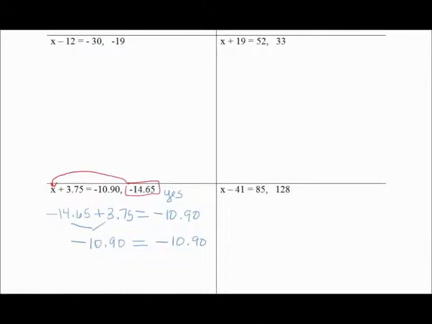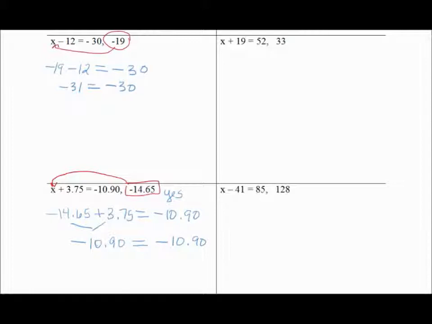Okay, our next one that we're going to check, x minus 12 equals negative 30. We're checking to see if negative 19 is the solution to this equation. So once again, all we're doing is substituting that variable x. We're going to make a substitution and change that to negative 19. So that becomes negative 19 minus 12. Does that equal negative 30? Once again, if your left side equals the right side, then you know it's a solution. Well, negative 19 minus 12 is actually a negative 31.